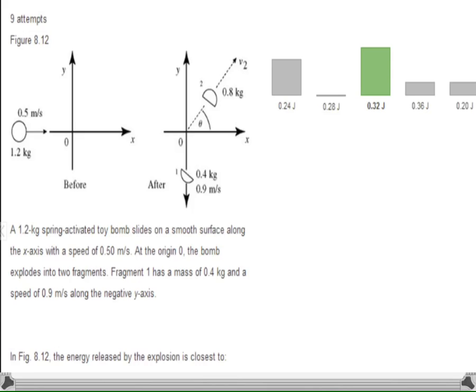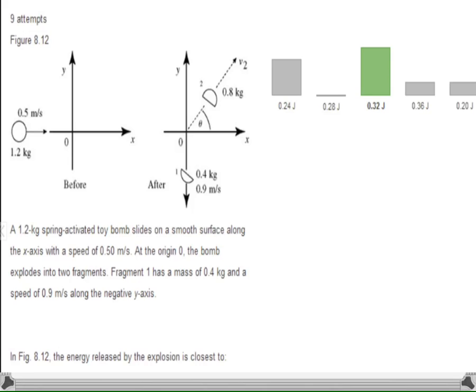This is a two-dimensional momentum conservation problem, right? Because the objects are going in different directions. So it takes place to analyze two different momentum components, an x and a y. So we have to write down the conservation of momentum separately both in x and y direction.